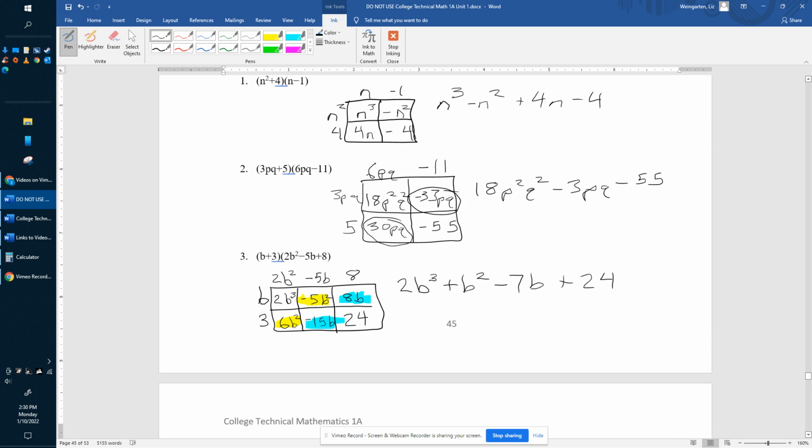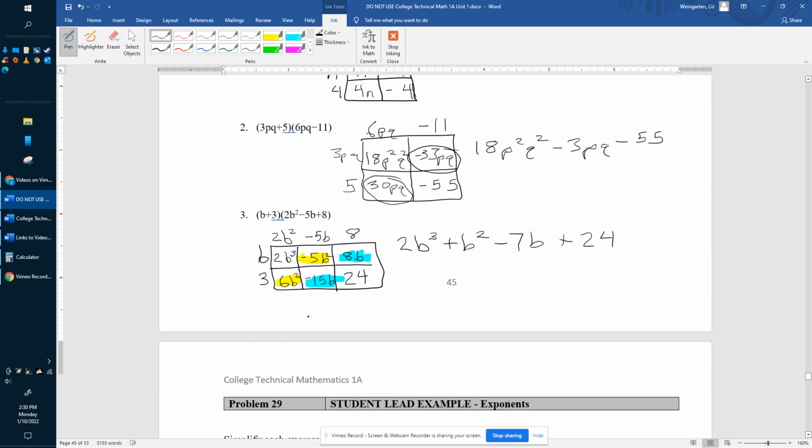So to me, that's a lot easier than using the FOIL method, because you would have to keep track of so much stuff and make sure you didn't forget to multiply anything. With the box, you can be sure that you're never going to forget to multiply something, or you will have an empty square in your box. So note that you can never have an empty square in your box. That's not allowed. Otherwise, you will get the wrong answer.